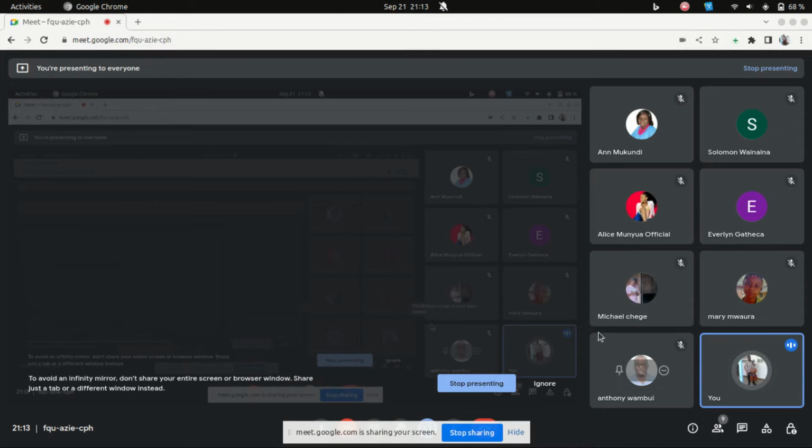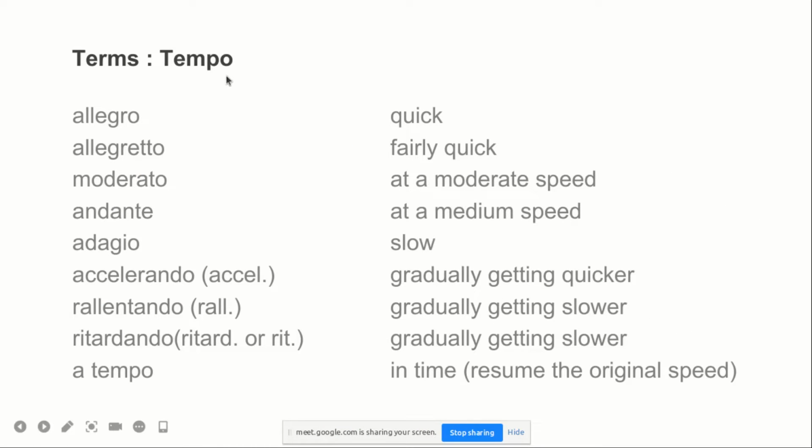Alice Muñoz, do you know what tempo means? Hi, yes, I know. Tempo means the speed of the song. Exactly. Actually, it's the speed. The speed, tempo. Now, all these terms deal with tempo or speed. The other one was dealing with dynamics, loudness and quietness. This is dealing with tempo.